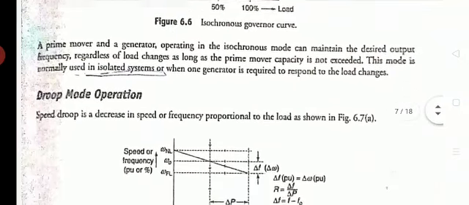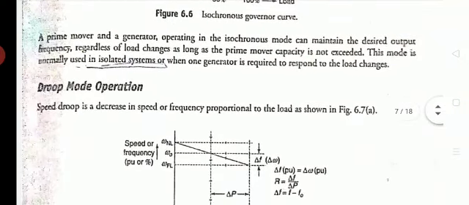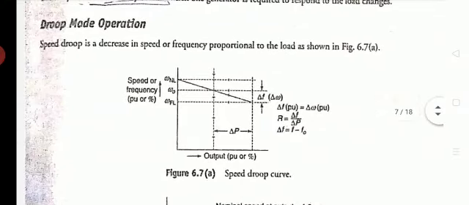So we will look into these sentences. A prime mover and a generator operating in the isochronous mode can maintain the desired output frequency regardless of load changes as long as the prime mover capacity is not exceeded. The mode is normally used in an isolated system, that is what I told, or when one generator is required to respond to the load changes. Clear? That is the isochronous operation. Now we have the droop mode of operation.